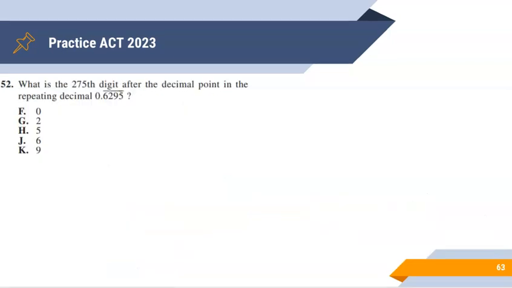Okay, 52. We notice this decimal repeats every 4, right? And we want to find out what is in the 275th place. So what I'm going to do is turn 275 over 4. I'm going to see how many groups of 4 are there in this, right?